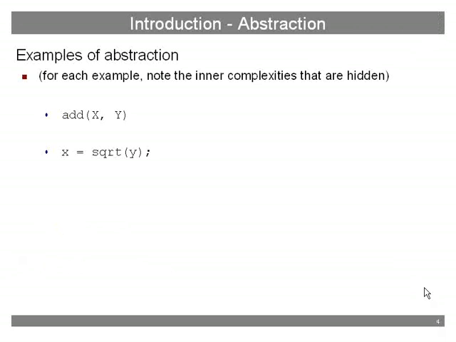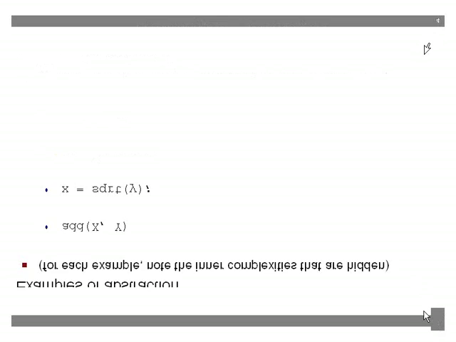The equal sign is also an example of abstraction. The assignment of the result of square root to x involves some inner complexities. The looking up of the memory location, the storing of the value in that memory location, but all of those details are hidden from me. The equal sign is providing abstraction.